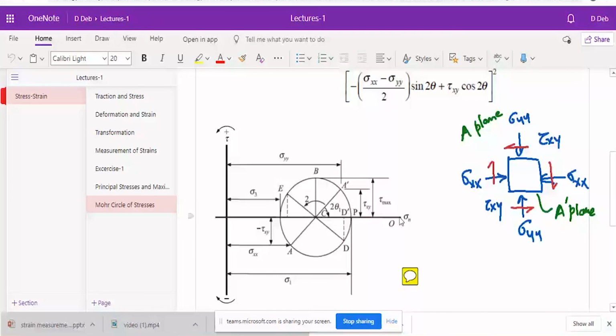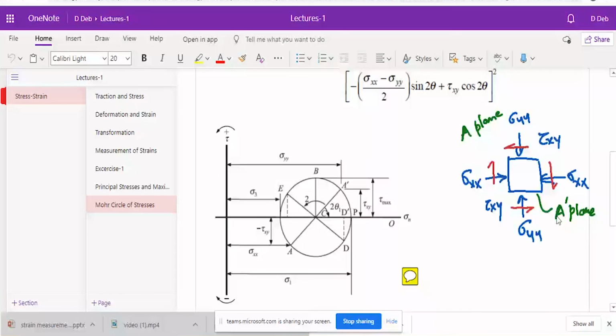Now you see there are 2 planes. The vertical plane has shear stress sigma xx, tau xy. In the horizontal plane we have 1 point, which is sigma yy, tau xy. Now we have to plot it on a graph paper.